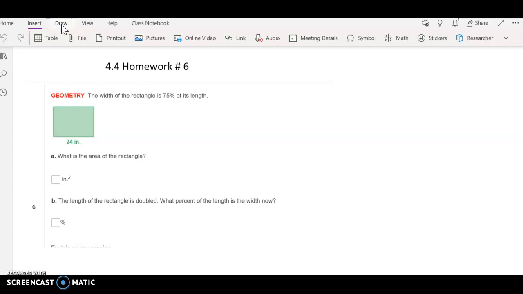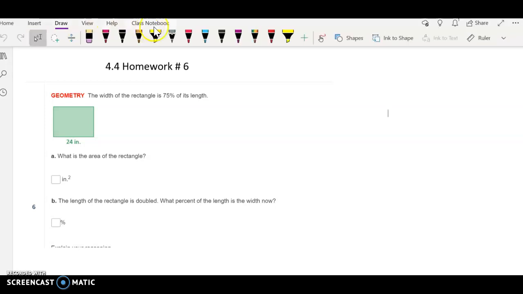Hi guys, this is 4.4 homework number 6. It's a two-part question. Let's take a look. It says geometry. The width of the rectangle is 75% of its length. And letter A says, what is the area of the rectangle?